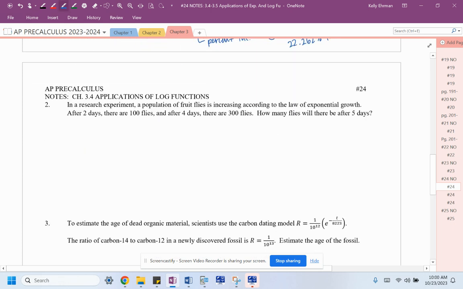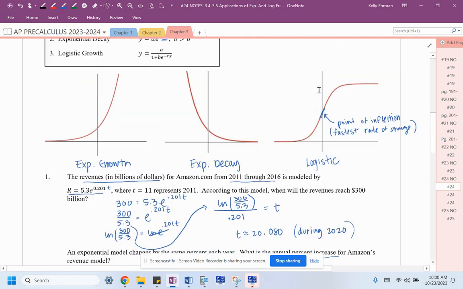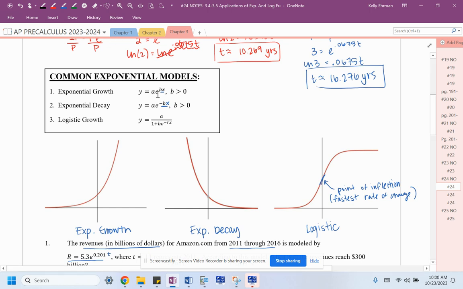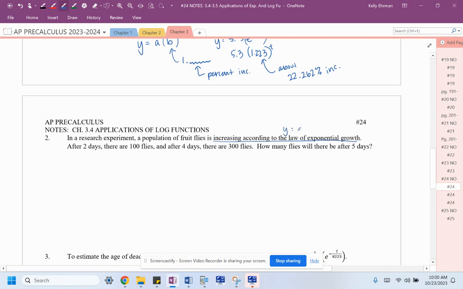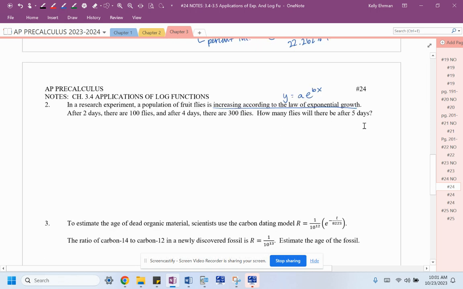In a research experiment, a population of fruit flies is increasing according to the law of exponential growth. So remember, our exponential growth model is back up here, a e to the bx. I'm going to write that down. y equals a times e to the bx. After 2 days, there are 100 flies, so the point (2, 100) exists on this graph. After 4 days, there are 300 flies, so that point exists on the graph. How many flies will be there after 5 days?